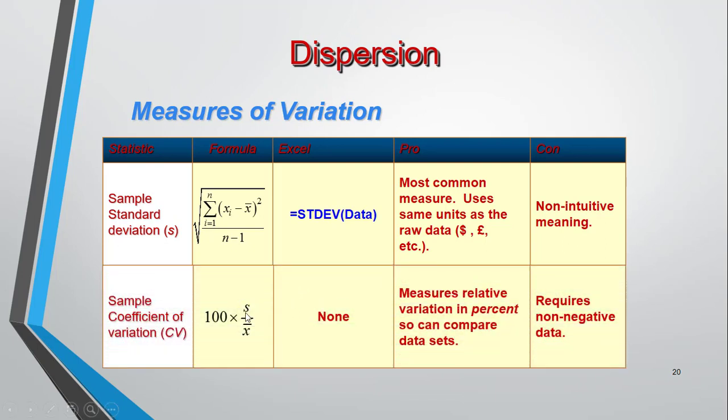The next one is called the sample coefficient of variation, or CV. Okay, this CV is not your curriculum vitae. It's not your resume. It's the coefficient of variation. It's calculated by S, the standard deviation, divided by your mean, times 100. Okay, and there's no Excel formula for that, but you can easily do it. It measures relative variation in percentage, so you can compare data sets. It requires non-negative data to do that. Okay.